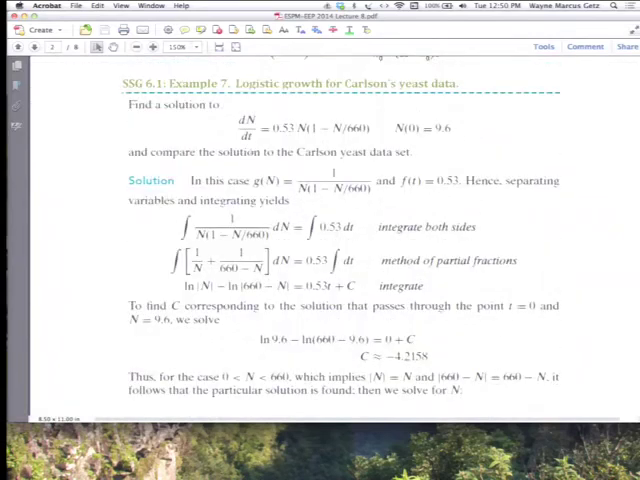And how do you integrate it? Well, you integrate it using the method of partial fractions. So this expression, 1 over N(1 - N/660), can be written as 1/N + 1/(660 - N). So you can split this fraction up. So you start out with the equation at the top over there.